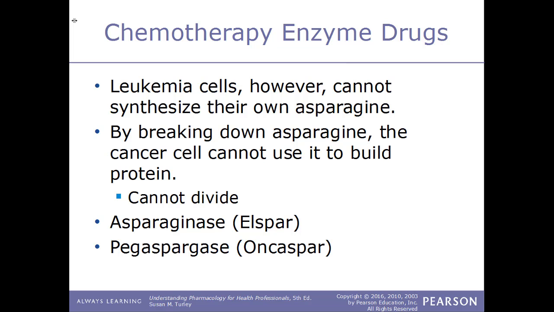Some examples of this kind of drug would include asparaginase, also known by the trade name Elspar, and also the drug pegaspargase, also known by its trade name Oncaspar.